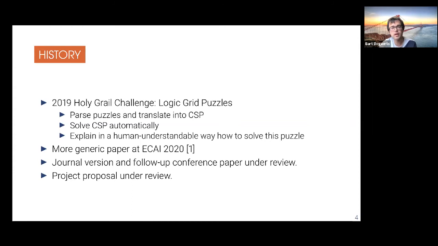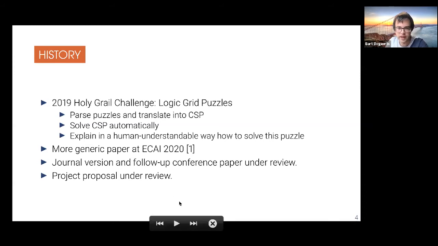And recently we got a paper about this at IJCAI. What I will present now is the work in this IJCAI paper, but also some follow-up research. We've got a journal version under review now, and a follow-up conference paper. So I will talk about some unpublished stuff as well.